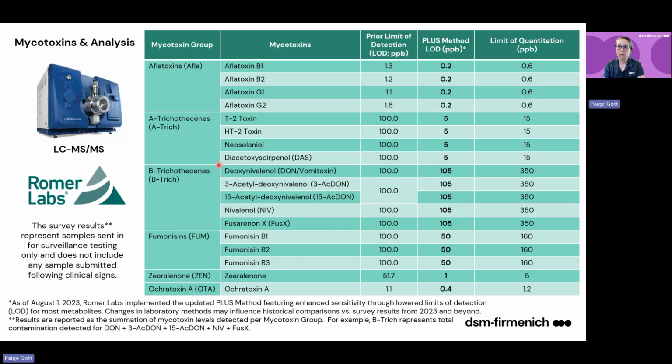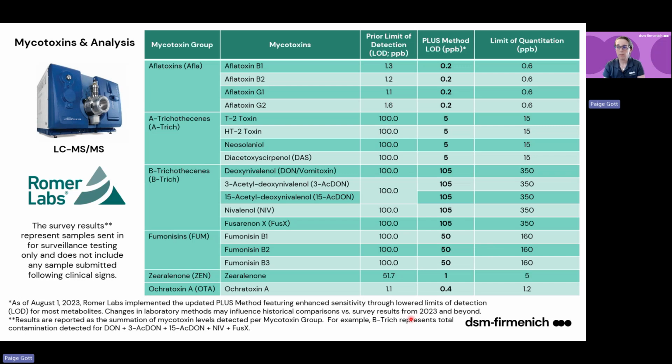All of the samples were screened for a panel of 18 metabolites at Romer Labs in Union, Missouri, using the LC-MS-MS technique. Specific details related to the limits of detection and limits of quantitation for the different metabolites are presented in this table. It's important to note that the survey only includes samples that were submitted for surveillance and does not include any samples that were submitted following clinical signs observed on farm.